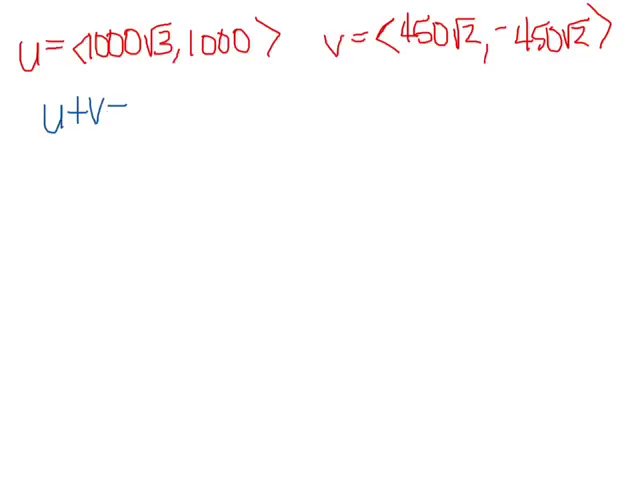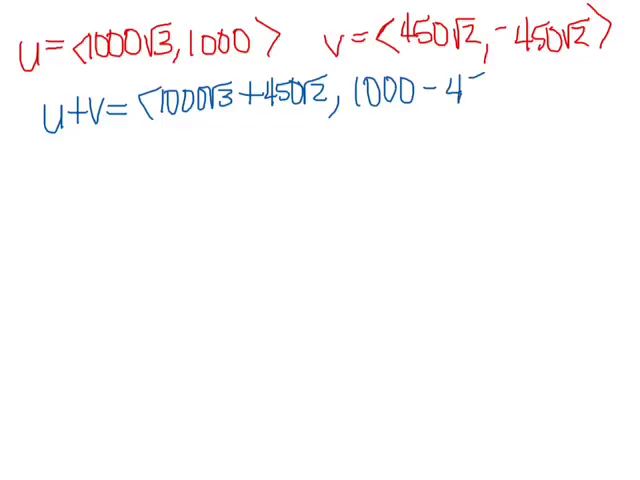So when we take u plus v, our horizontal components would be 1,000 radical 3 plus 450 radical 2. We can't really add those together since the radicals are different. And then we have 1,000 plus a negative 450 radical 2 for the vertical components. Okay, now we know that we need to find the magnitude and direction of this, and these numbers really aren't nice to work with. So let's go ahead and put these into our calculators.